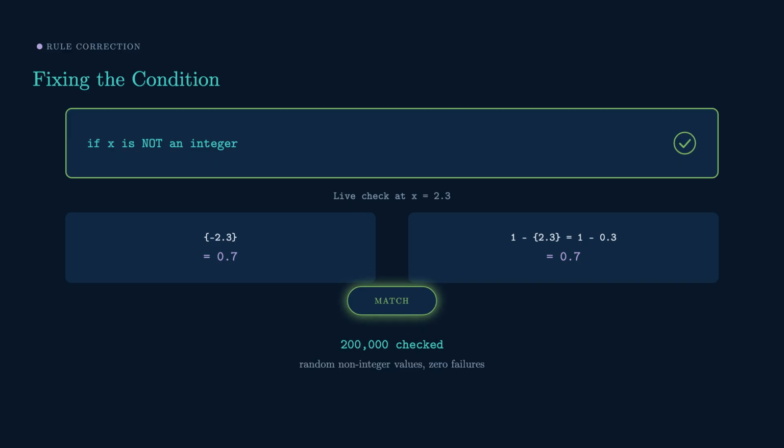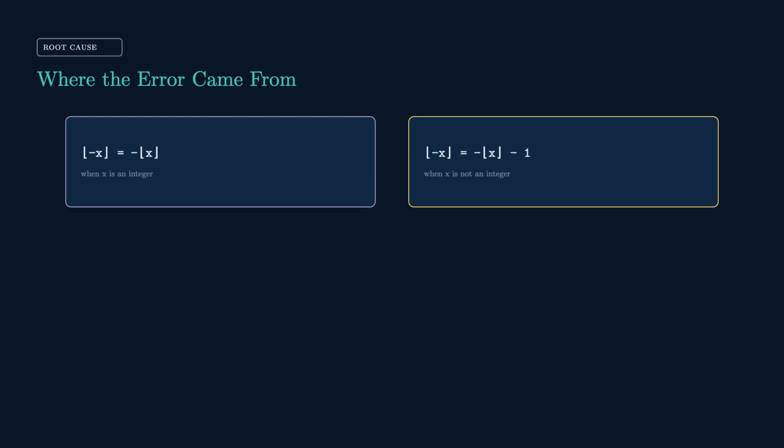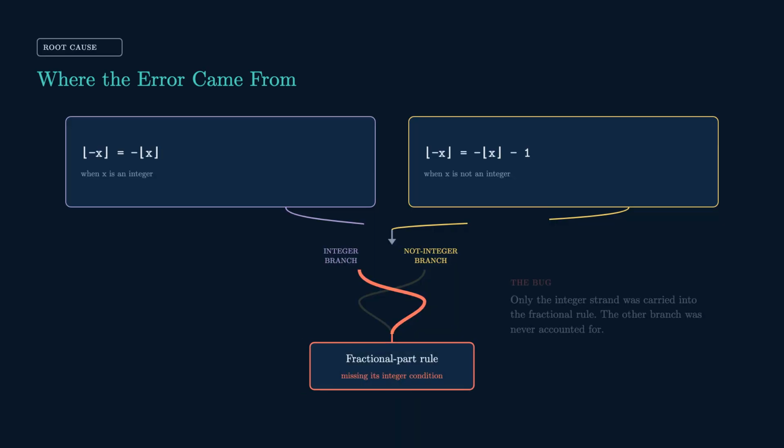So where did the bad version come from? Look at the floor rule. It splits, negating x gives minus the floor when x is an integer, minus the floor minus 1 when it isn't. Somebody pulled one strand out of that two-strand rule and grabbed the wrong one. The fractional part version needs the not an integer branch.